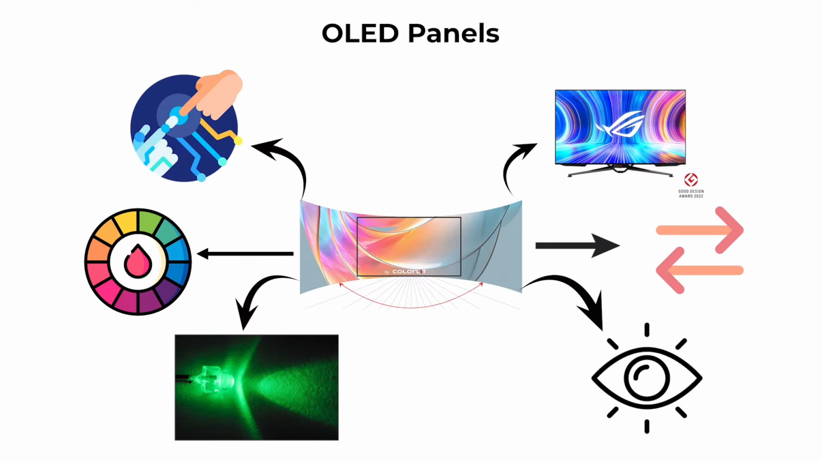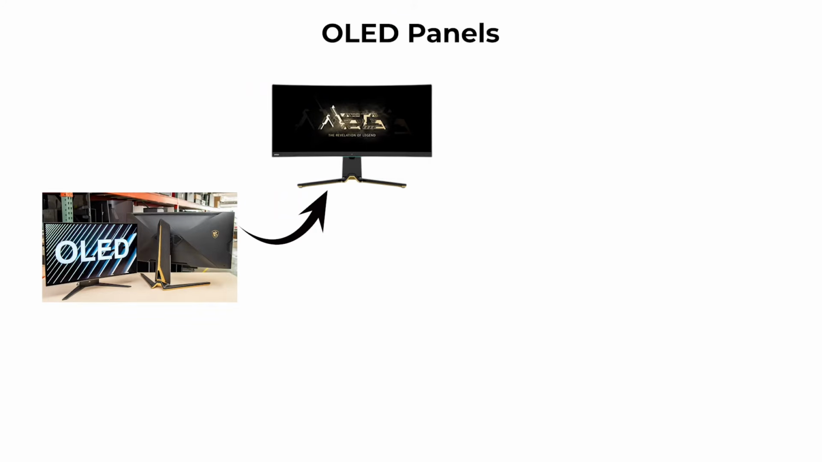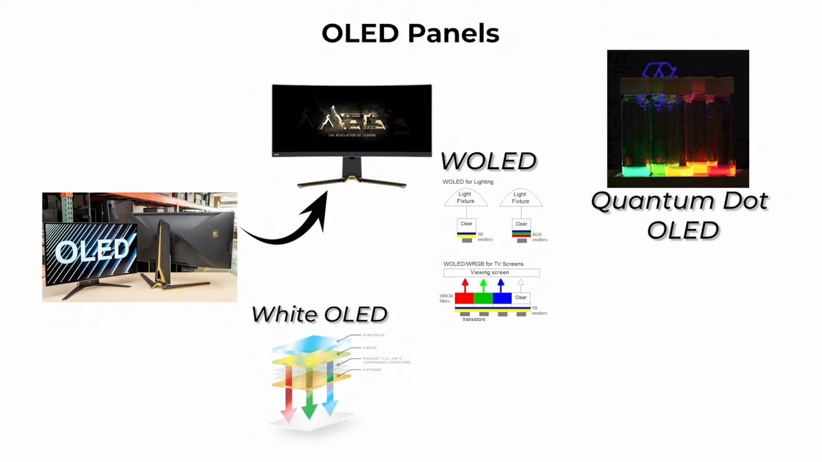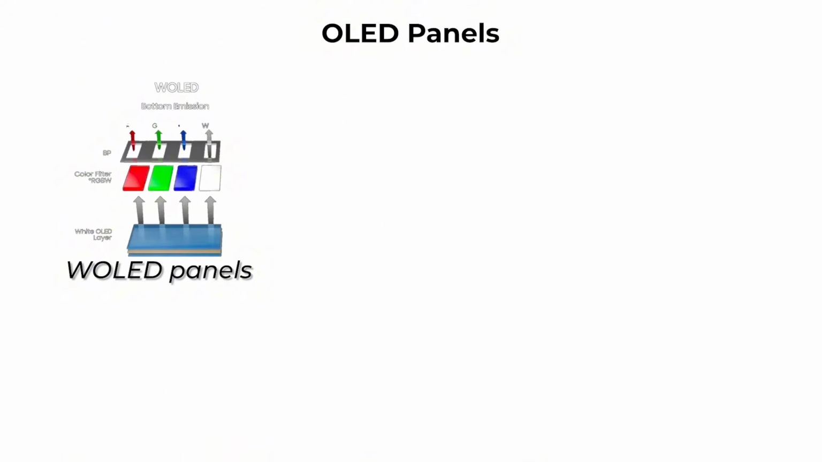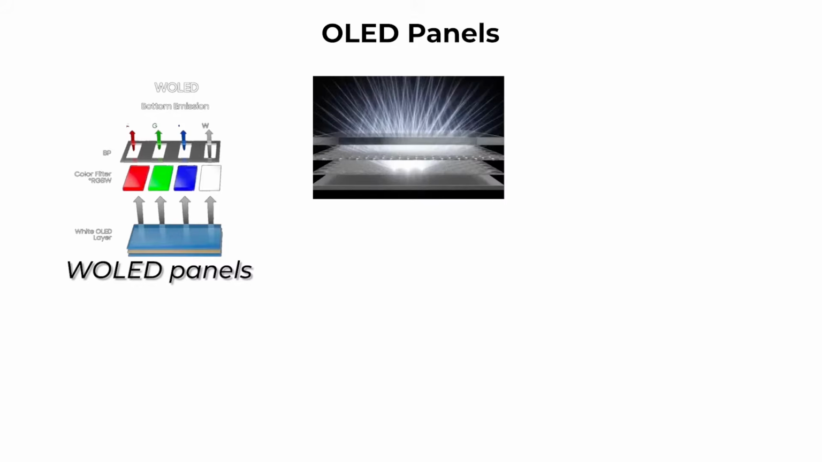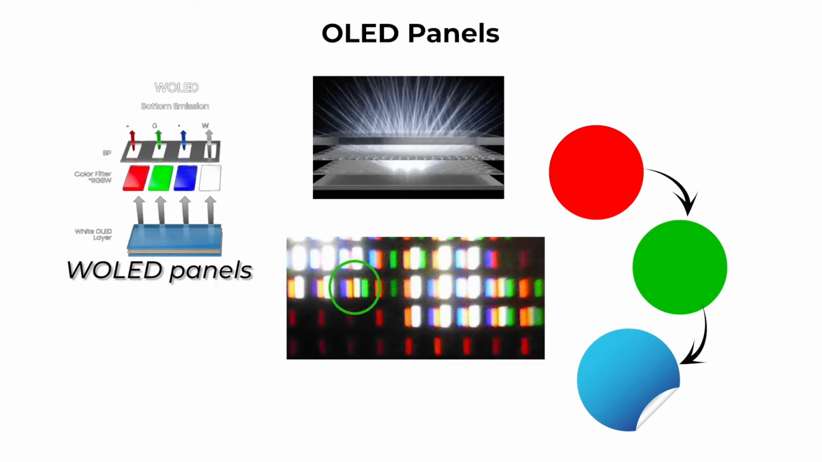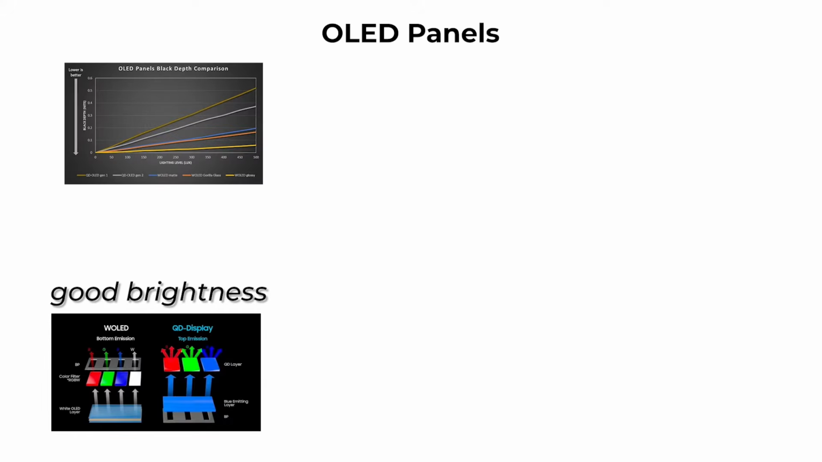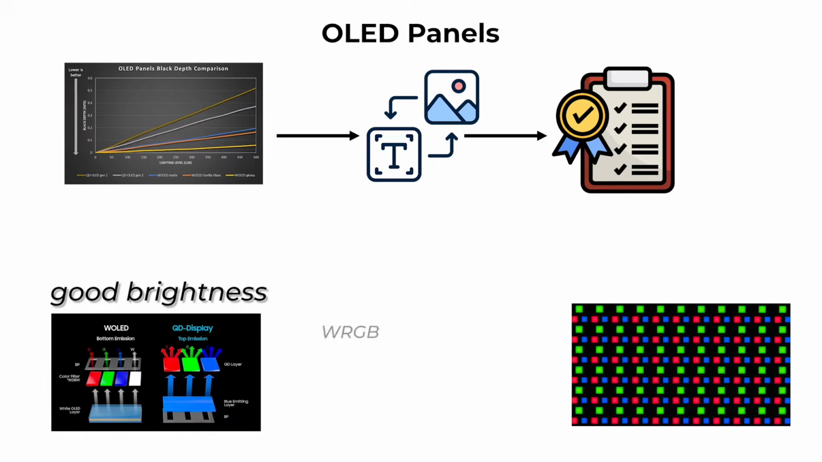the side or above. There are two main OLED types currently found in monitors: white OLED, often called WOLED, and quantum dot OLED, or QD-OLED. WOLED panels use white-emitting subpixels with a red, green, and blue color filter, plus an unfiltered white subpixel. This arrangement provides good brightness, but can lead to lower sharpness in text rendering because of the non-standard WRGB subpixel layout.